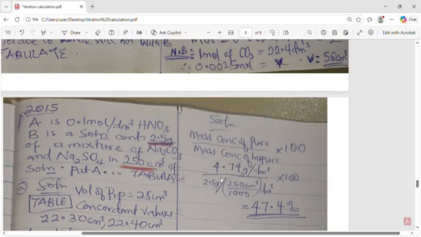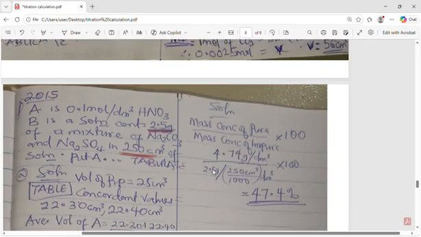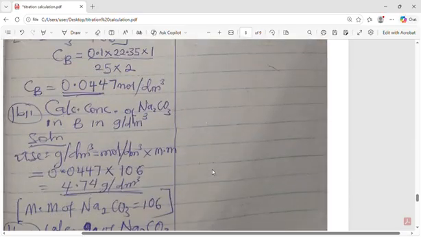But the one on top, grams per dm³, it will be from the calculations. So from the calculation, I have 4.74.